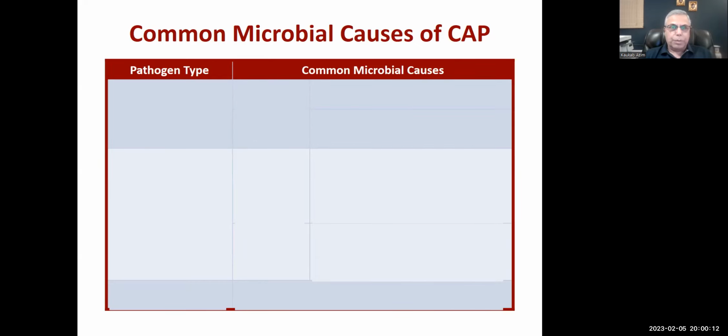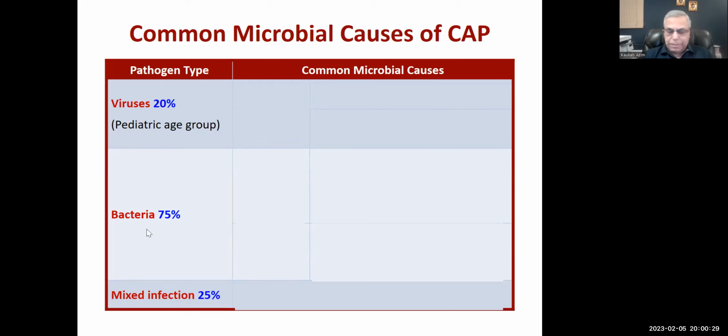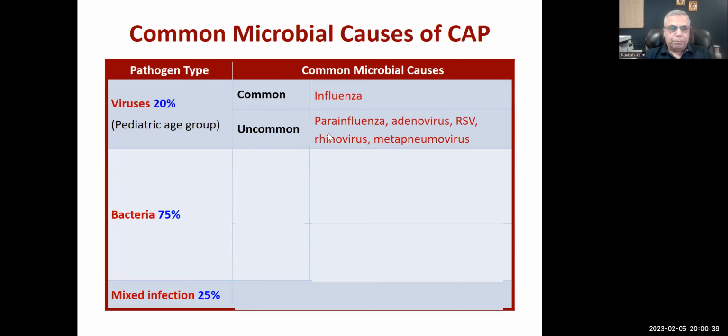Then again, I'm showing you the common microbes that cause community-acquired pneumonia. About 20% are viruses, and 75% are bacterial infections. Viruses are more common in the pediatric age group, below 5 years of age. And mixed infections are around 25%. The common viruses are influenza virus, and uncommon are parainfluenza, adenovirus, respiratory syncytial virus, rhinovirus, whatever, okay?